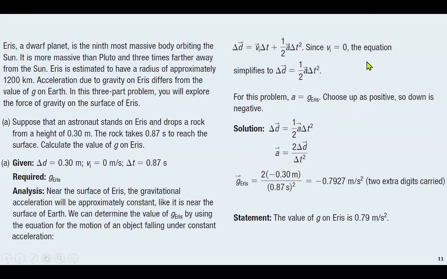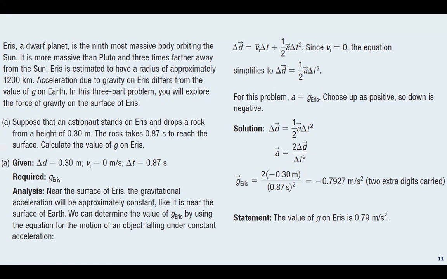Right, let's have a look at the solution together. The information given here is delta d equals 0.30 meters, and the initial speed v_i is 0 meters per second, right? And the time taken is delta t equals 0.87 seconds. And we need to calculate the g on planet Eris.